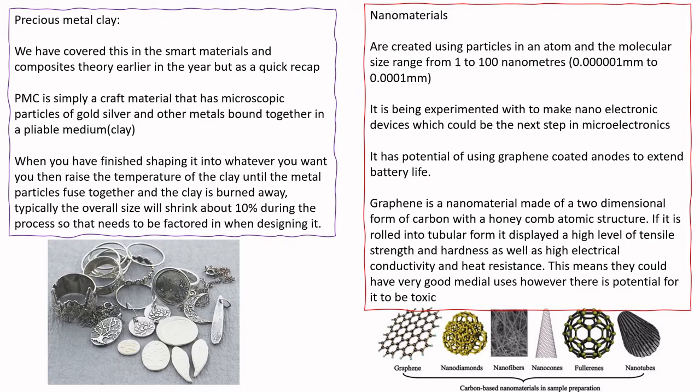So basically what you do, like with clay, if you ever used it in art in secondary school, is you put it into the shape that you want, and then you raise the temperature of it. What you're doing is raising the temperature until the particles of the metal fuse together. And then the clay, because the melting point of clay is lower than the metals, the clay just burns away, and then you're just left with the precious metal. So it's really easy to make the shapes that you want. Essentially you burn the clay away, the metal melts together, and you're left with your thing.